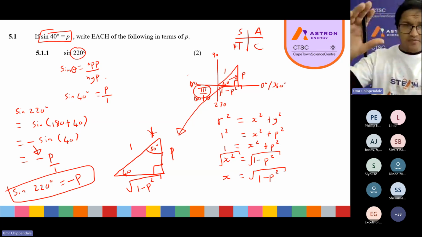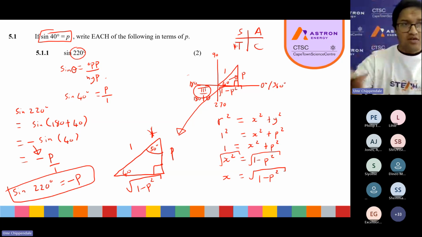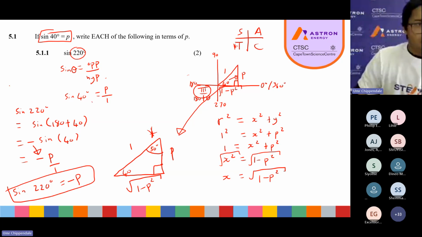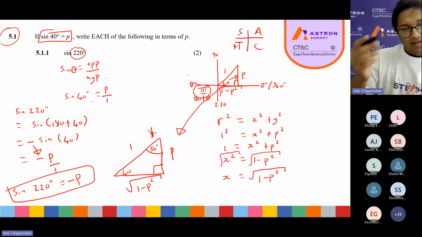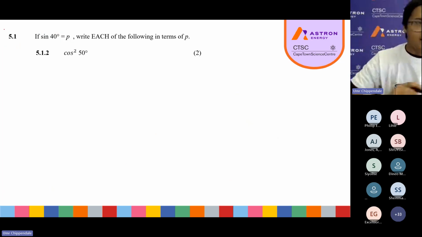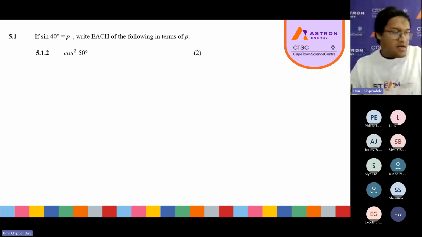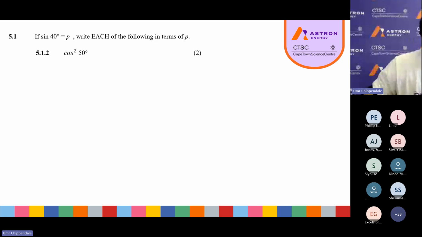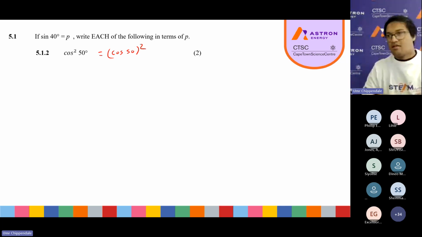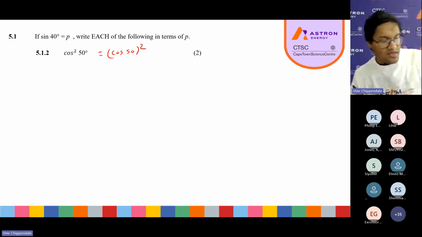You have that because that's what we're going to relate all of this to, because all of this is dealing with 5.1. Right? This was 5.1.1. This is now 5.1.2. Now, whenever you see cos squared 50, remember that is the same as cos 50 squared, right? That does mean the exact same thing. So just make sure you follow along with that as well.